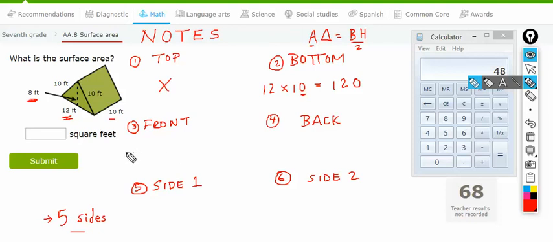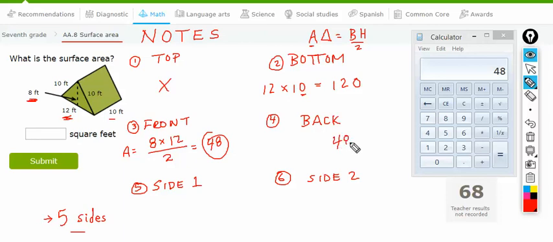So we're going to do area equals 8 times 12 divided by 2, which equals 48. And that's going to be twice.